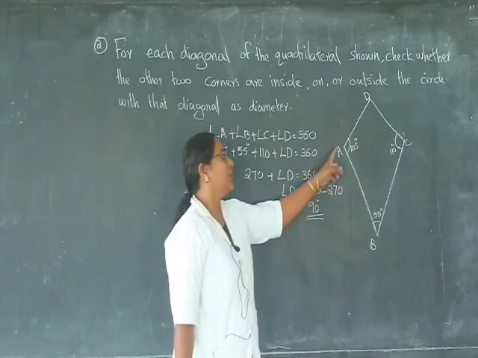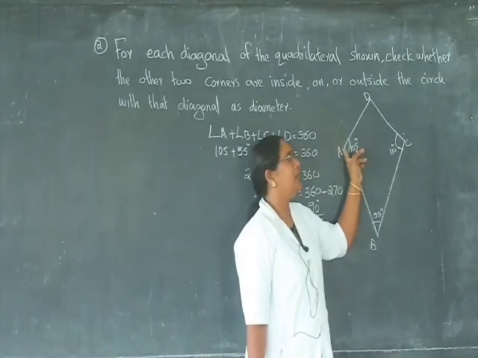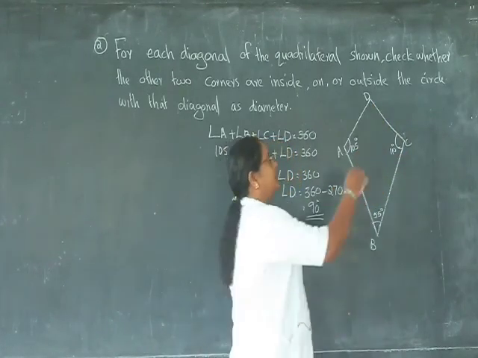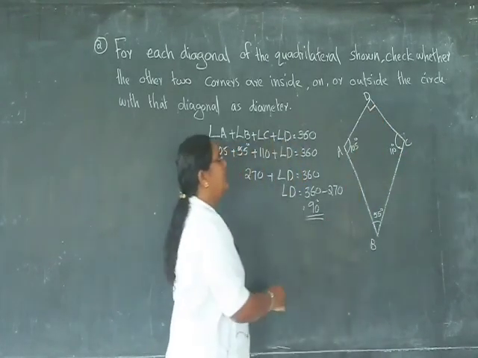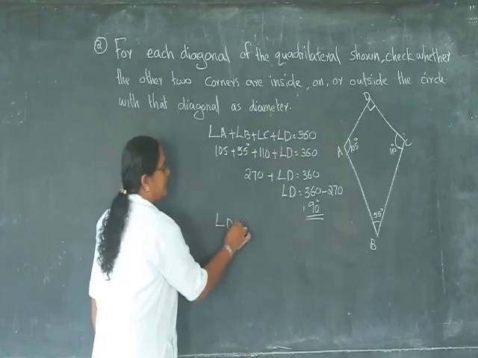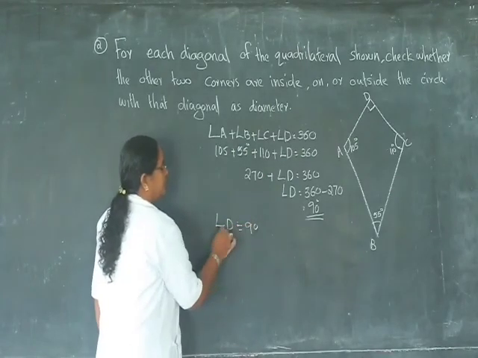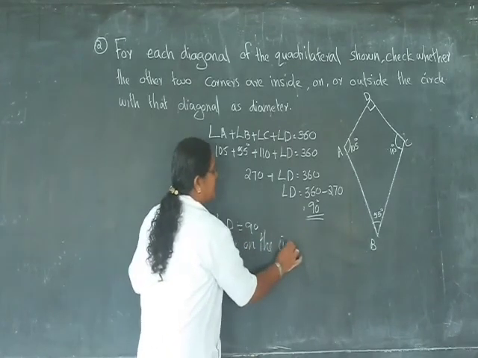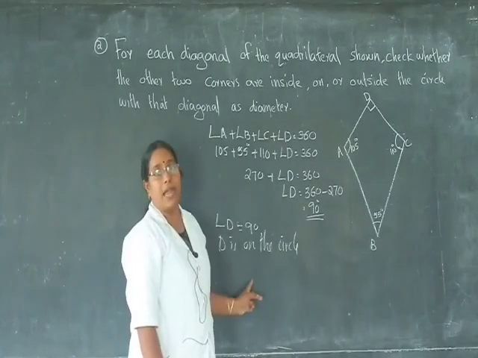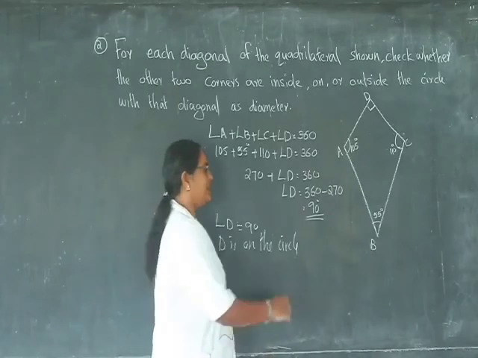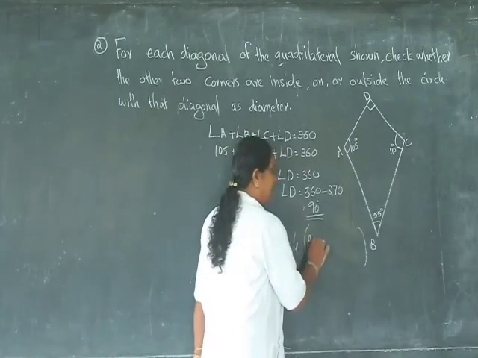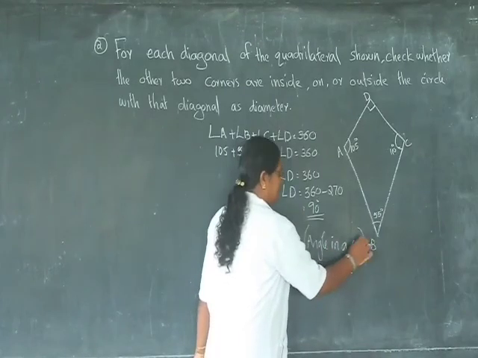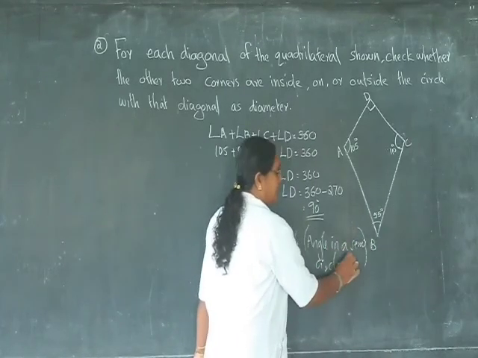Then draw a circle with AC as a diameter. Angle D is 90, therefore D is on the circle. What is the reason? Angle in a semicircle is 90. That is the statement we use: angle in a semicircle is 90.